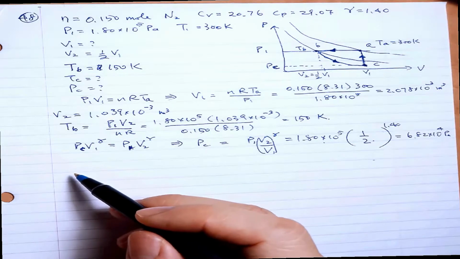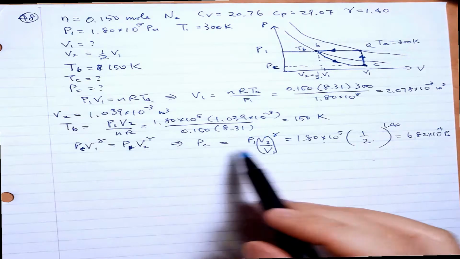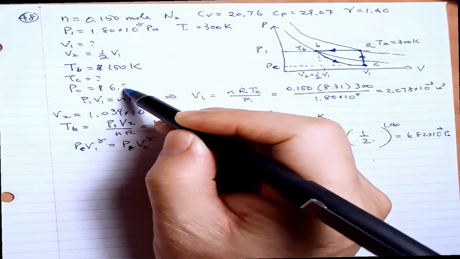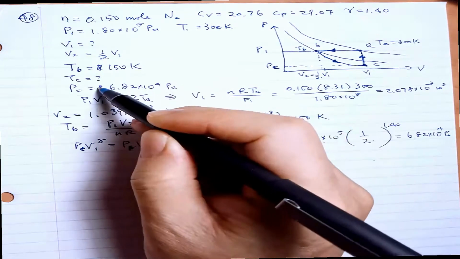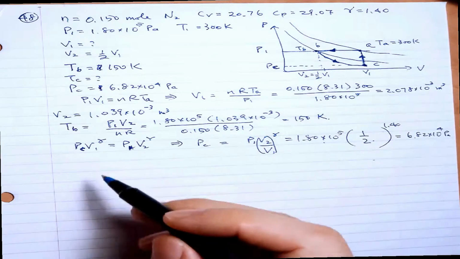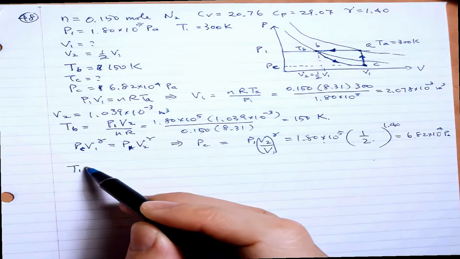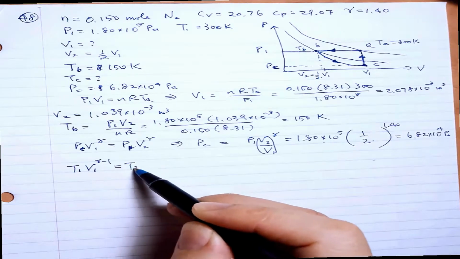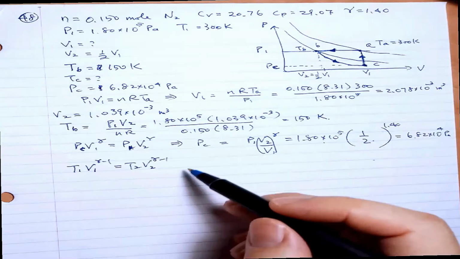And we can also figure out, so that's PC, 6.82 times 10 to the 4th Pascal. And TC, well, TC and TB are also on the adiabatic curve, and we also can use T1 V1 to the gamma minus 1 equal to T2 V2 to the gamma minus 1.